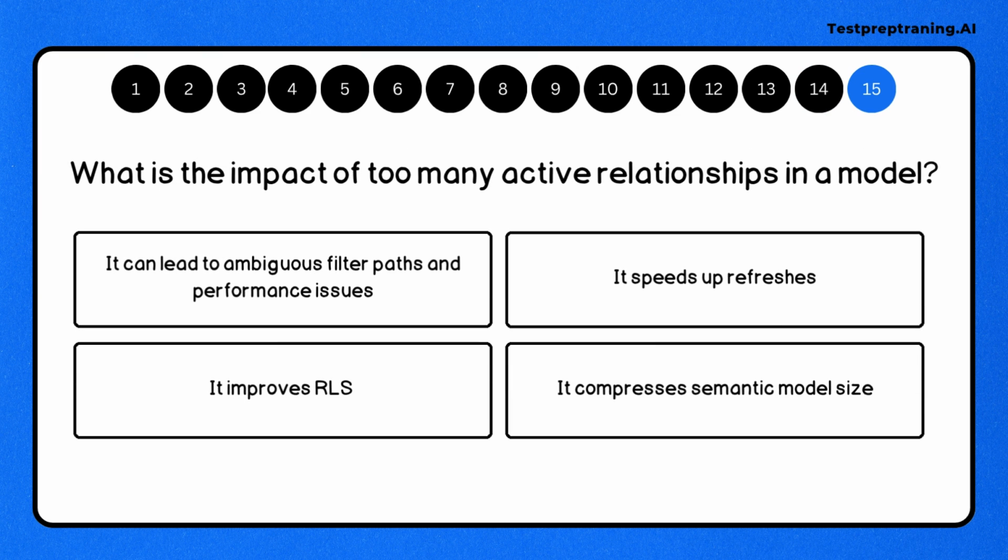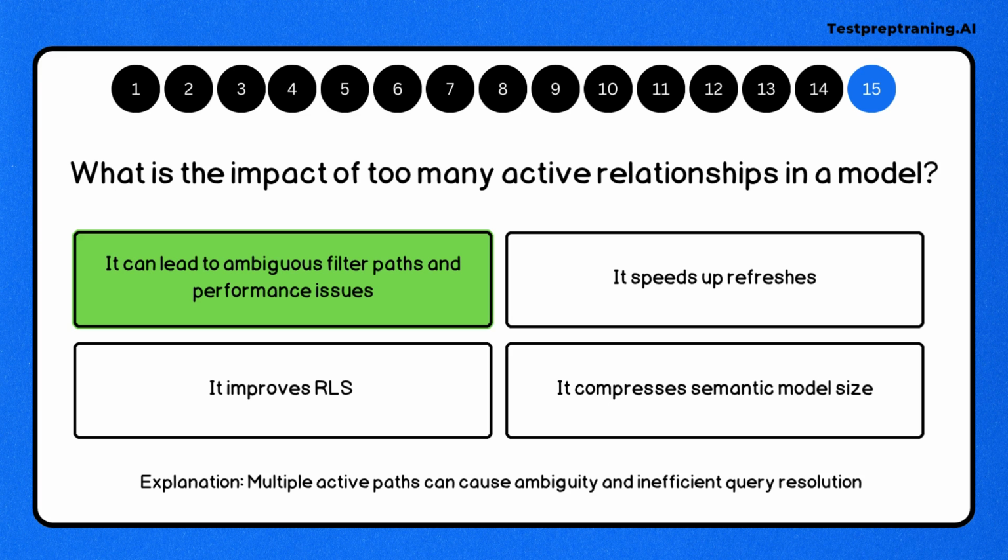Question 15. What is the impact of too many active relationships in a model? Correct answer is it can lead to ambiguous filter paths and performance issues, as multiple active paths can cause ambiguity and inefficient query resolution.